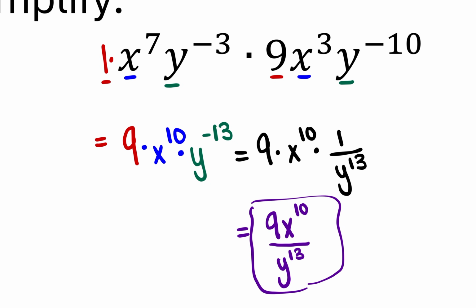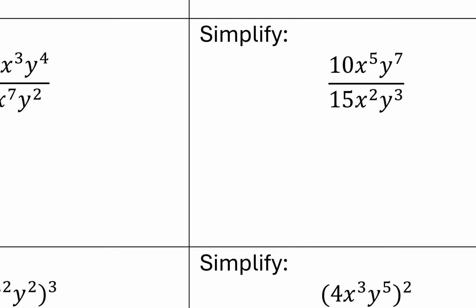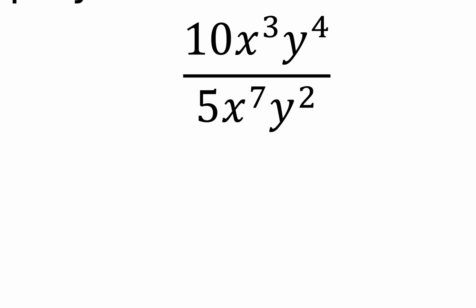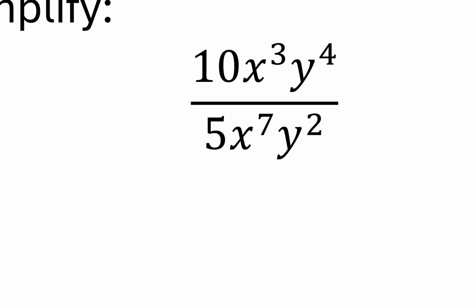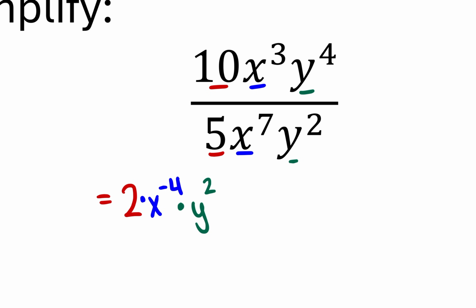Okay, now let's move on to the next question. For the next one, we have division, right? We have division between these two expressions. So I have the coefficients 10 divided by 5, and this will give me what? 10 divided by 5 gives me 2. Then I have x to the 3rd divided by x to the 7th, and I do what? I subtract the exponents. So I have times x to the negative 4 times, for the y's, we have y to the 4th divided by y to the 2nd.